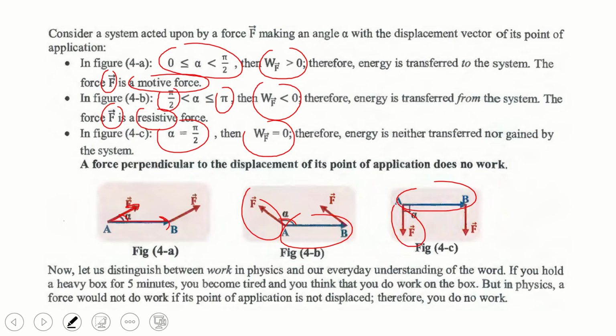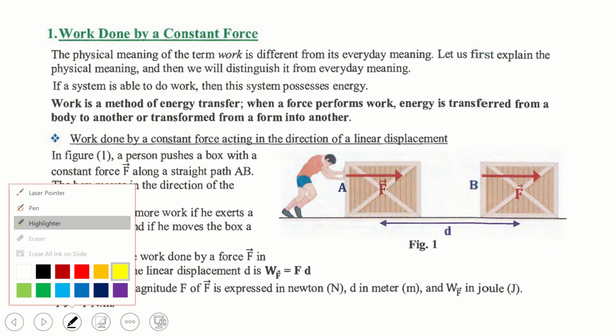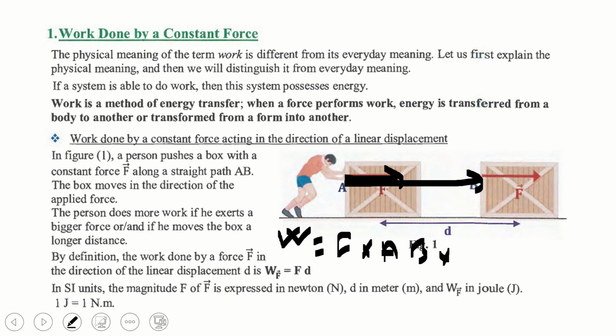If we want to consider an example, in this example the force F is parallel to the displacement AB, so alpha equals 0. The work equals F times AB times cosine 0, as cosine 0 equals 1. So this work is positive: F is positive, AB is positive, cosine 0 is positive. So the work done by the force is positive.